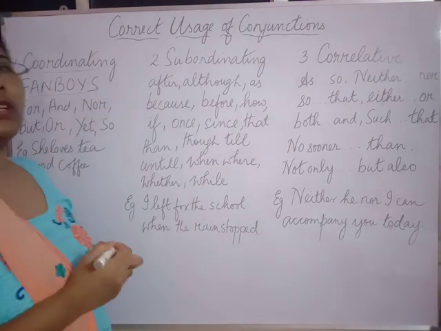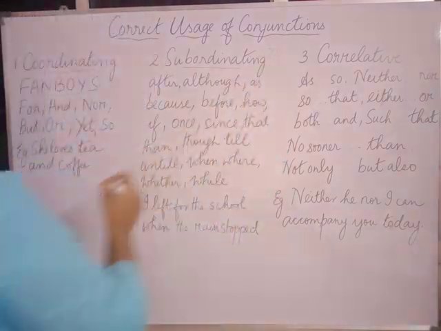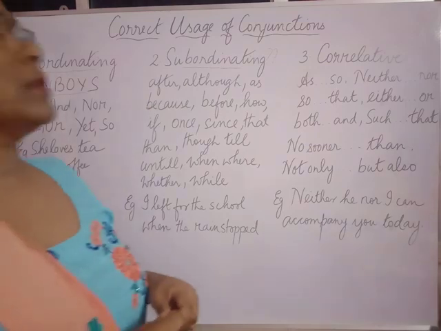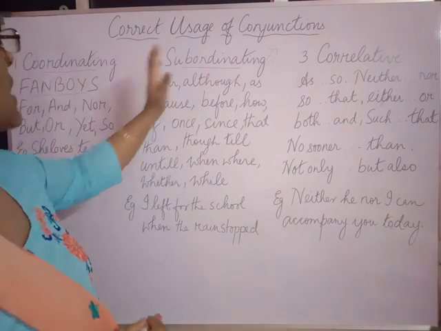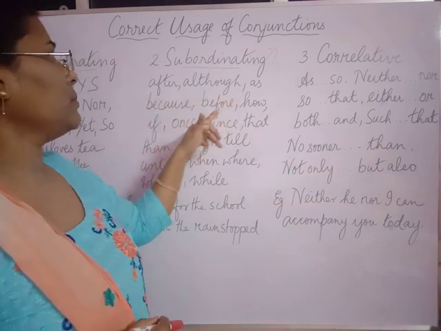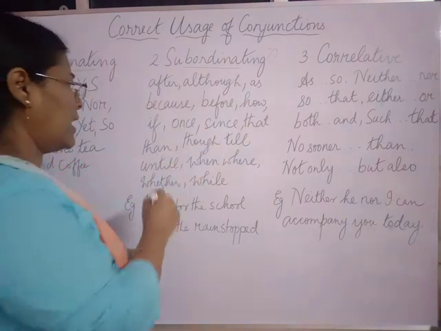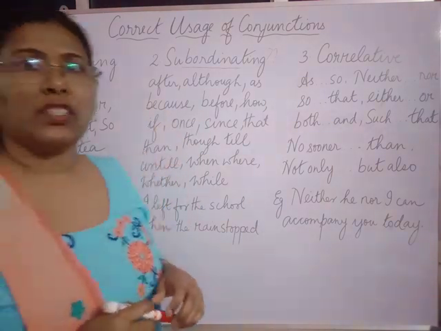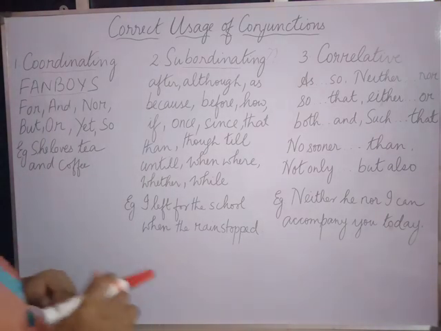Next we come to the subordinating conjunction. Now what is subordinating conjunction? Subordinating conjunction joins subordinate clause to the main clause. These are the subordinating conjunctions: after, although, as, because, before, how, if, once, since, that, than, though, till, until, when, where, whether, while. So these are the subordinating conjunctions. They join subordinate clause to the main clause.